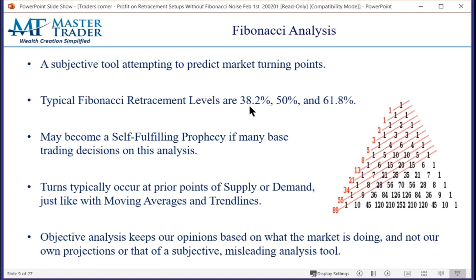Now, if you have a big enough bankroll, it may become a self-fulfilling prophecy if many people are basing their trading decisions off the same analysis. For example, a derivative means something derived from something else. So an oscillator in the trading world is a squiggly line that is derived from price and volume. And there's over 200 of these oscillators that people have invented.